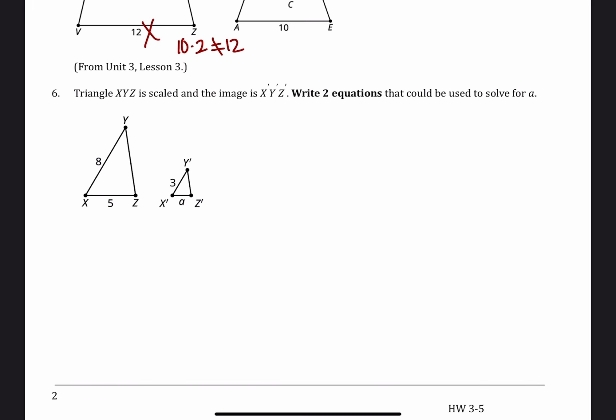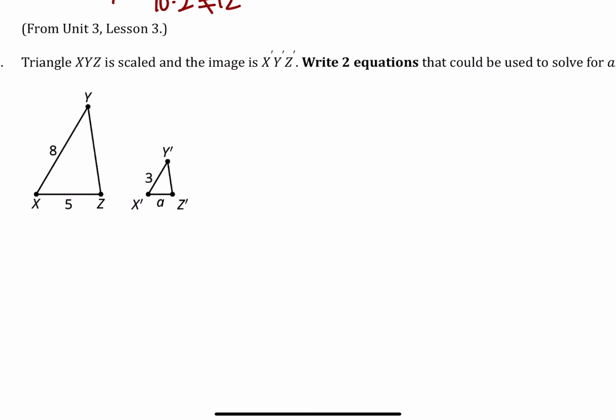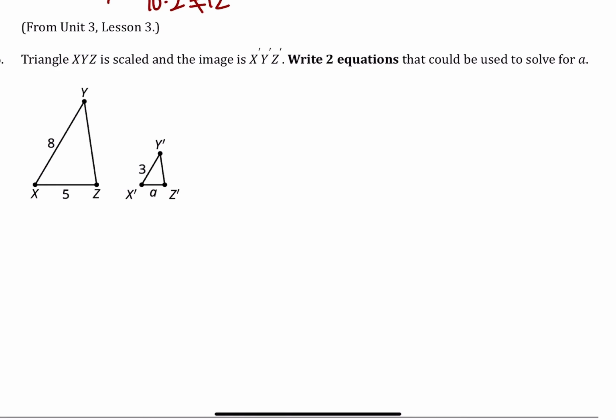Okay, and last question here is triangle XYZ is scaled and the image is X prime, Y prime, Z prime. We're going to write 2 equations that could be used to solve for A. And so A is right here at the bottom. Now, we're going to use proportions. We're just going to set up 2 different ones. So the first one I'm going to set up is from triangle to triangle. I'm going to say A over 5 is equal to 3 over 8.